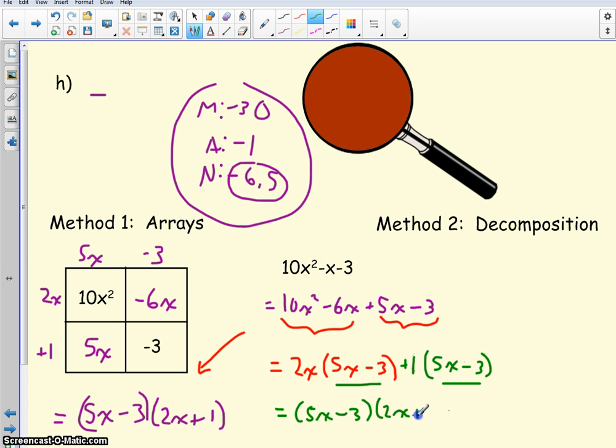So if you never saw arrays, this is likely how you did factoring last year. Again, whatever method you prefer will work for you. I personally think arrays is a little bit faster, but if you're comfortable with this method, there's nothing wrong with it.